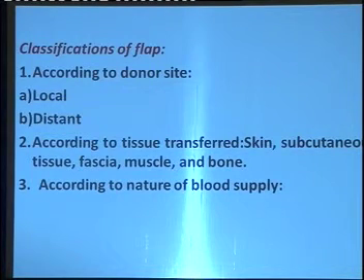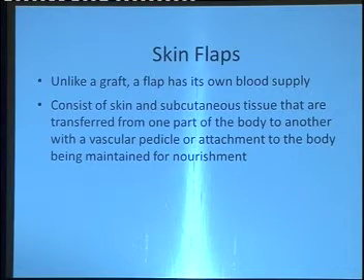Then come the flaps. What is a flap? I think I have given the definition. Here, you are not detaching completely away from the blood supply. The blood supply is intact. According to the donor site, whether it is local or distant, very near, taking into consideration from where you are taking, you tell it is local or distant. According to the tissue transfer, whether it is skin only, or you are taking subcutaneous tissue, or the fascia, or muscle and bone, you can name it as fasciocutaneous, myocutaneous, or osteocutaneous, whatever it may be. And according to the nature of blood supply, you can take skin flaps like axial or random flaps and all these things.